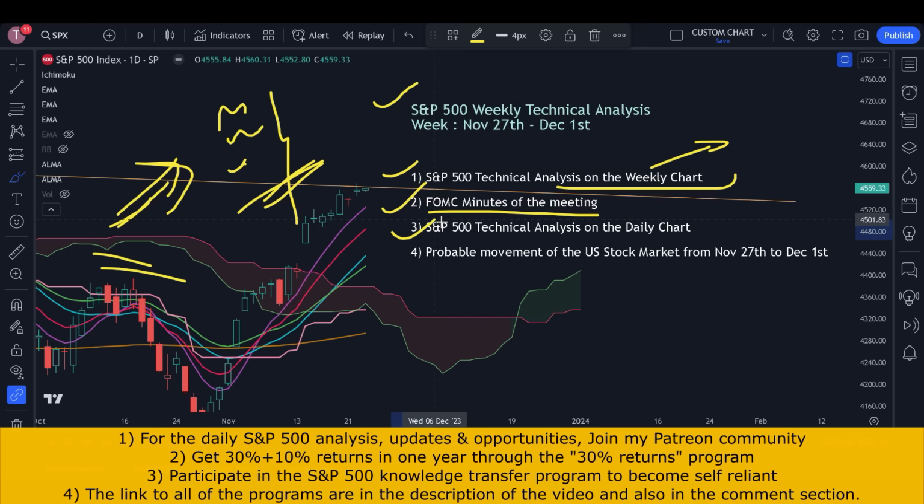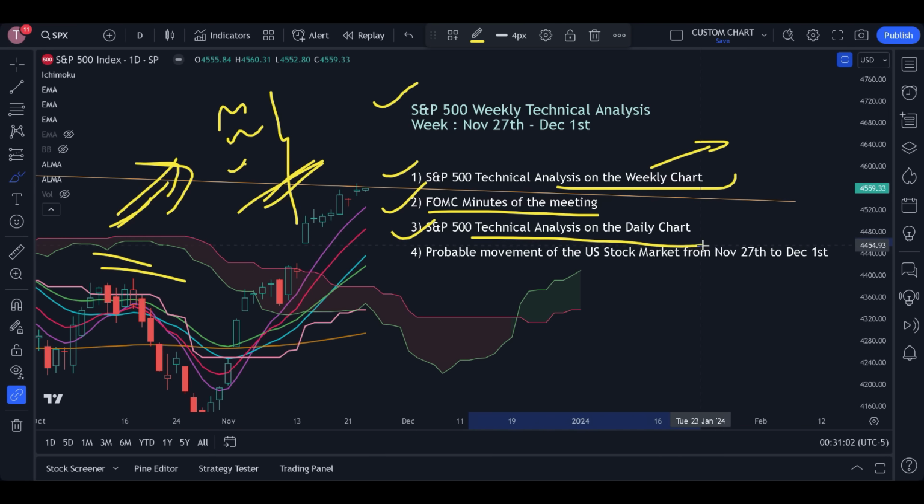The third point of the agenda is the S&P 500 technical analysis on the daily chart. On the daily chart, once again everything is bullish. However, there is now a problem because of the overbought condition. This overbought condition was already there for the last few days, but now it is extremely heavy. So that is another reason why we are anticipating a reversal.